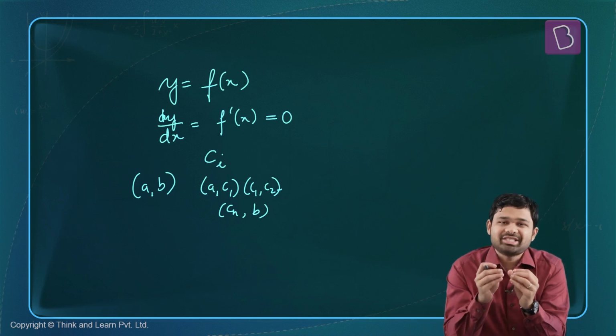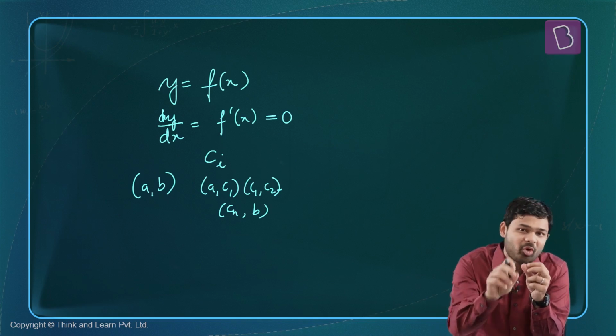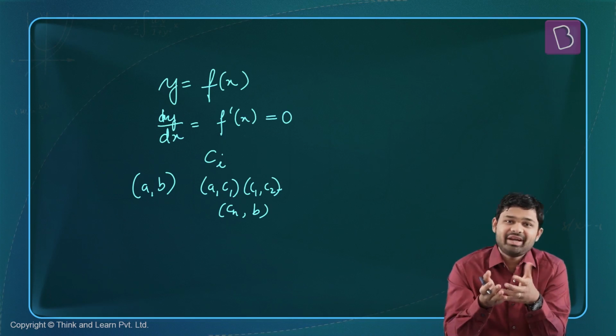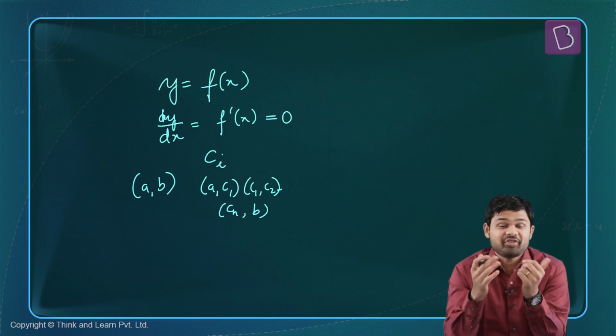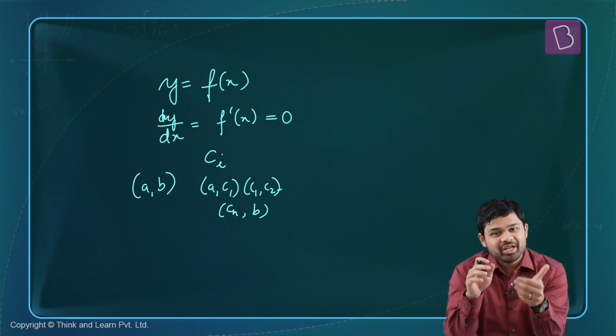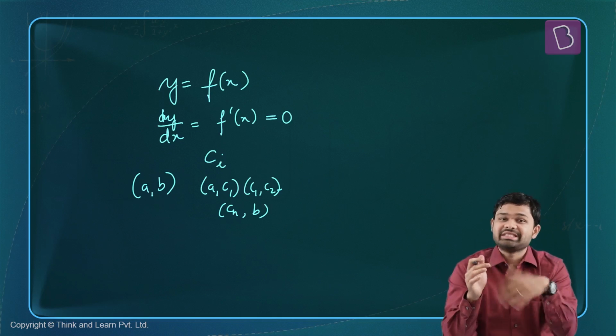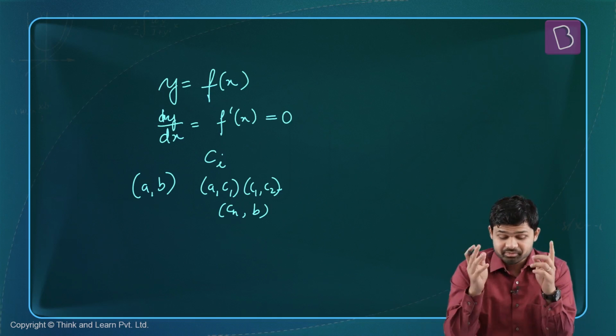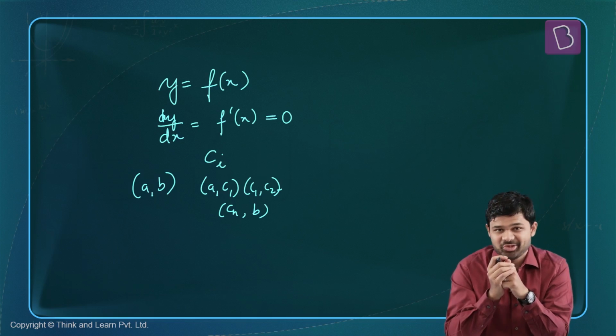And in all these subdomains, find a point and evaluate the value of the derivative. If the value of the derivative is negative, this means that the function is decreasing in that subdomain. If the value of the derivative is positive, then the function is increasing in that subdomain. So it's a very easy concept and a pretty important concept as well.